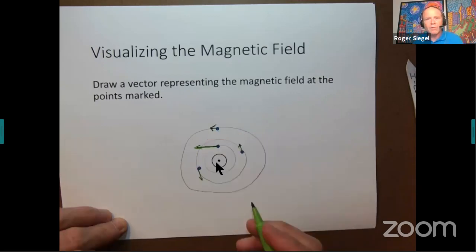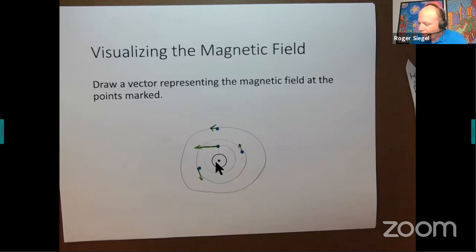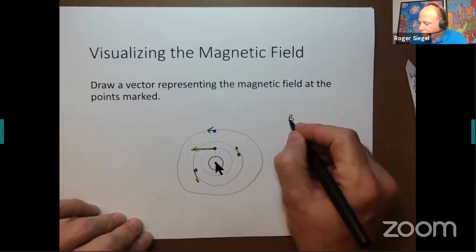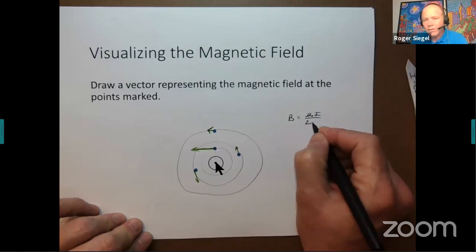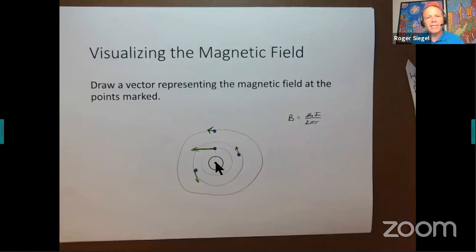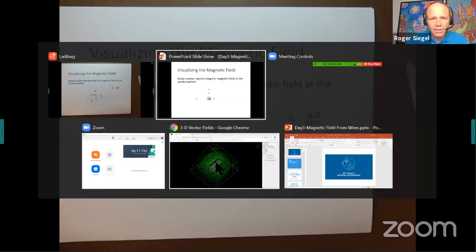And again, remember, we're using the formula B is equal to mu naught I over 2 pi r. And so that tells us not only the magnitude of the field, but also its direction.